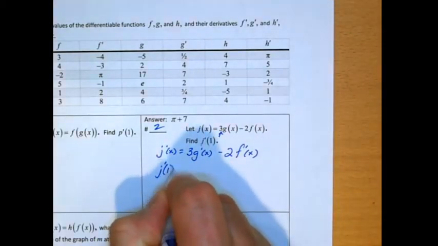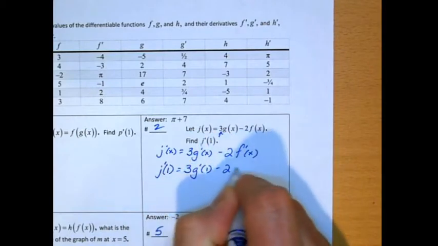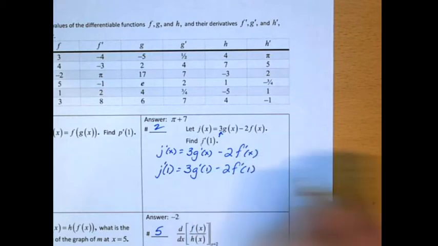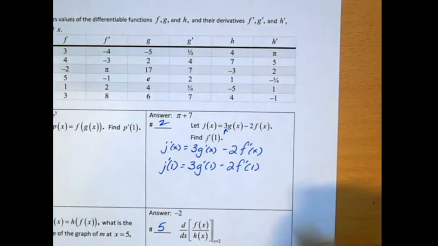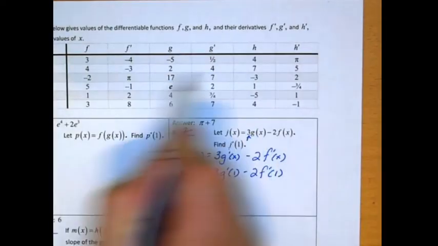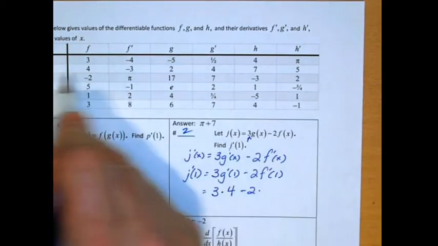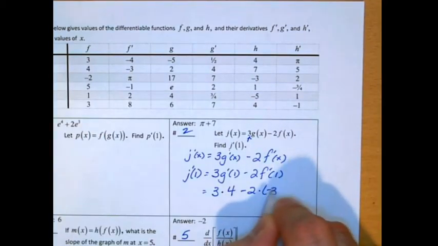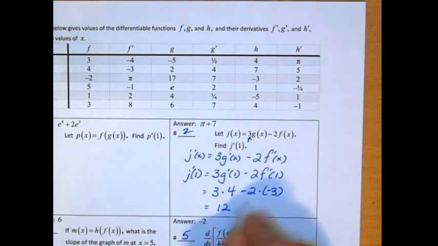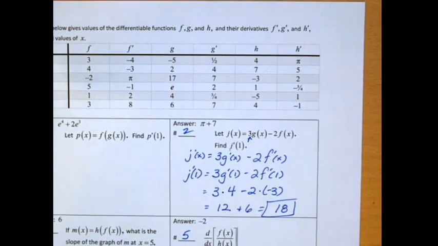So j prime of 1. And once again, you want to show every step. You should be getting used to writing every step down. So we're going to do 3 times g prime of 1. G prime of 1 is 4. 2 times f prime of 1 is negative 3. So we have 12 minus 2 times negative 3, which is plus 6, which is 18. So we're going to go with 18, and that goes back onto the first page.